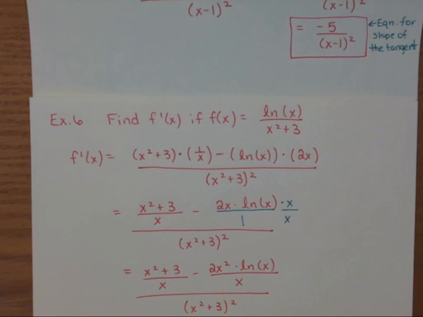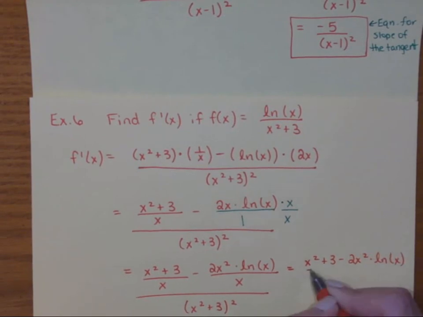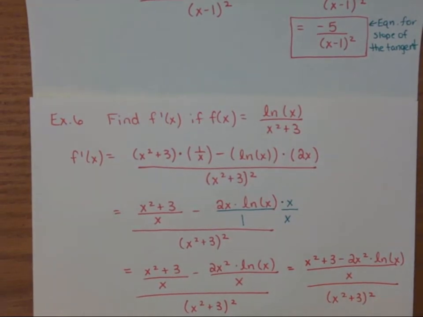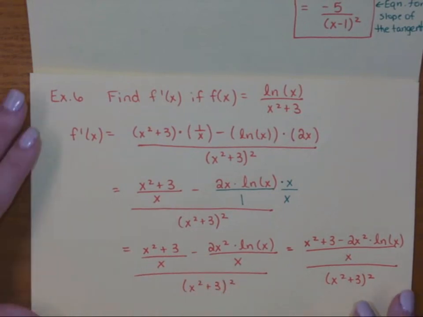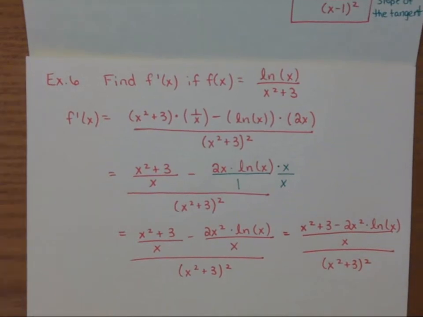So the point of me getting common denominators is so I can combine them. So now I get x squared plus 3 minus 2x squared times the natural log of x over x, and then over the denominator. So just to recap, all I did in that last step is condense these two fractions with common denominators to a single fraction. And then in the end, this really just is a denominator, so I'm going to circle this. This is a denominator, and so is this.